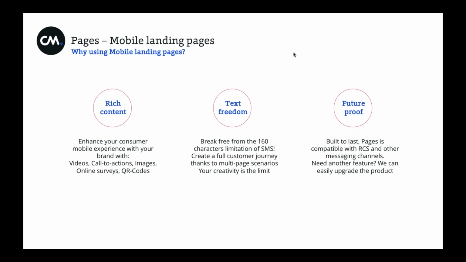via mobile landing pages. In addition to that, we talk about text freedom, because one of the limits of SMS is the limitation of characters you can use, which is 160 characters. With a mobile landing page, you can create as much content as you want, and therefore create even multi-page scenarios. So you can have multiple pages in your landing page with as much content as you want. If you want to tell a story to a customer, you can tell a story to a customer. And I think it's a game changer compared to what you are used to.